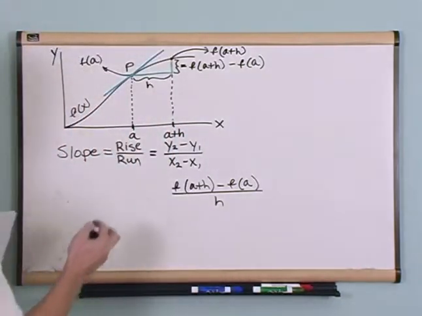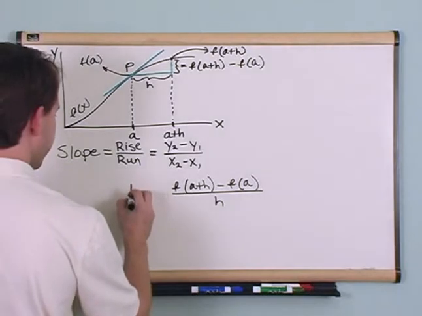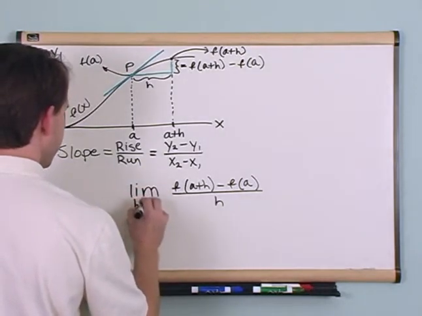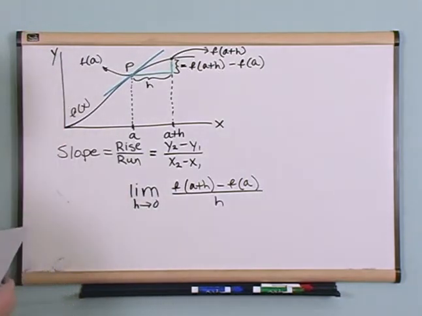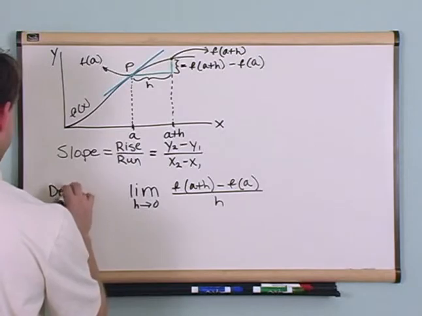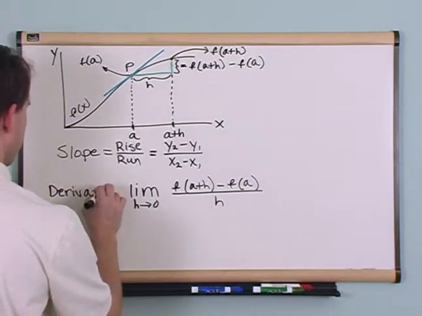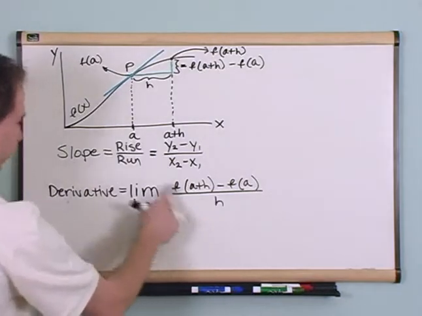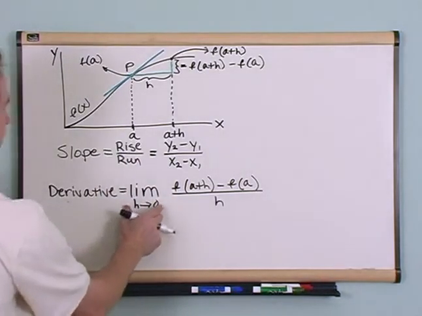Okay? What we're going to do is we're going to write 3 magical letters out here, and we're going to take the limit as h approaches 0. And we're going to say that when we do this, the derivative is equal to the limit as h approaches 0 of this quantity. Now, what does this limit thing mean?